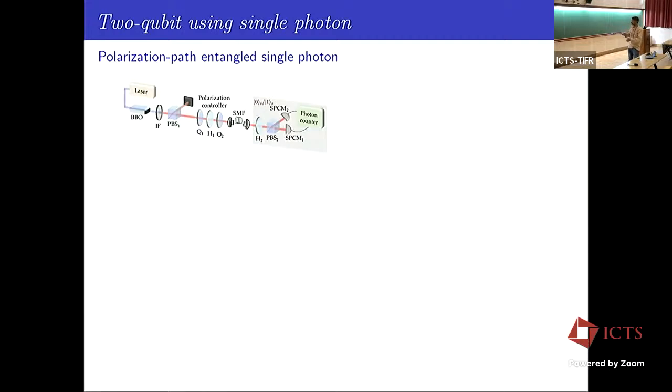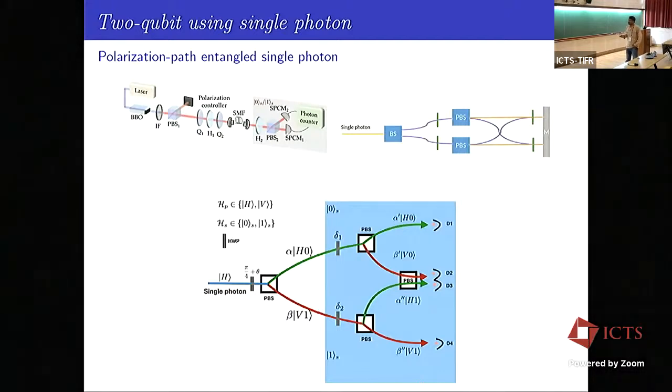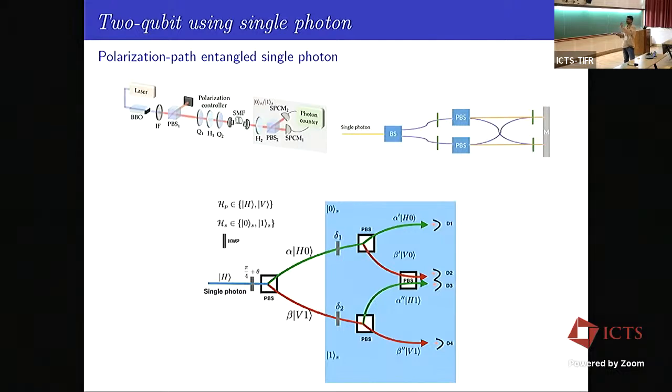The way, it's a coin operation. Simply, I can have a photon and do a waveplate rotation, which changes the polarization into a superposition of some combination. If I have a horizontal photon, then this will bring it into a superposition of horizontal and vertical polarization. Then I can split them into two paths using a polarizing beam splitter. This is just a two-step quantum walk. I'm doing a coin operation, shifting in position space, coin operation, shifting in position space.